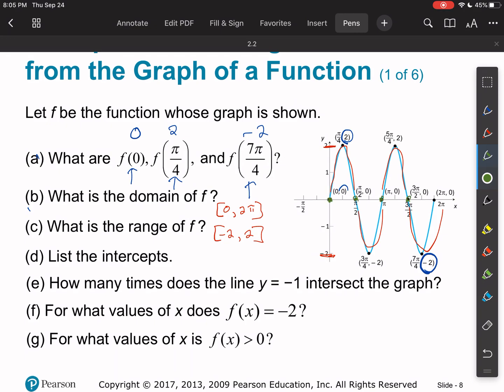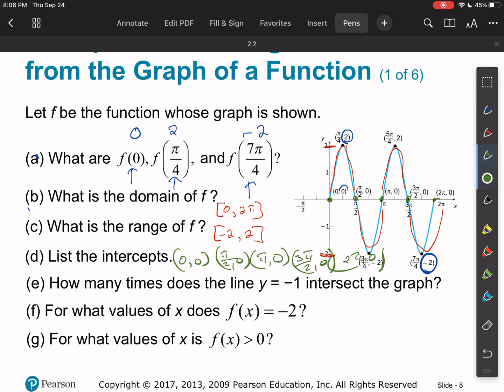It's going to be these 5 places. So (0, 0) is 1, (pi over 2, 0) is 1, (pi, 0) is 1, (3 pi over 2, 0) is 1, and (2 pi, 0). Okay, those would be the intercepts.